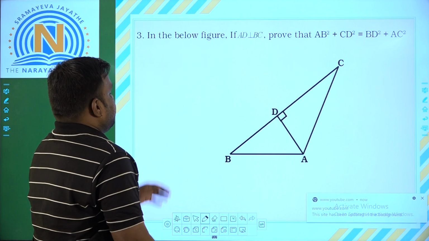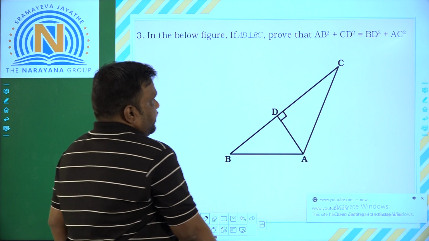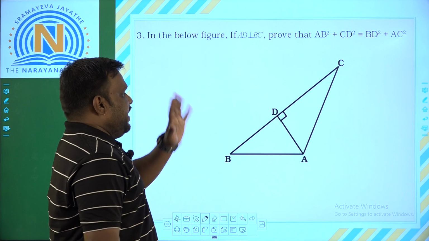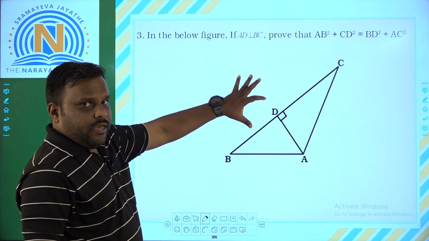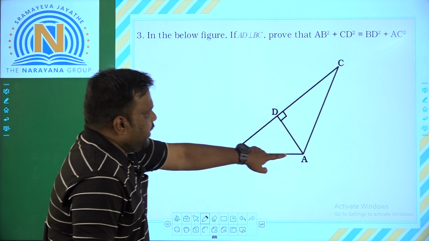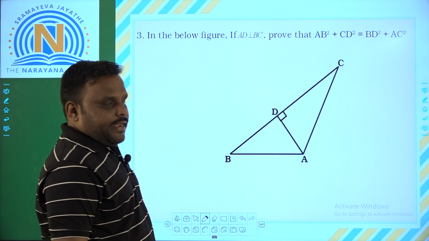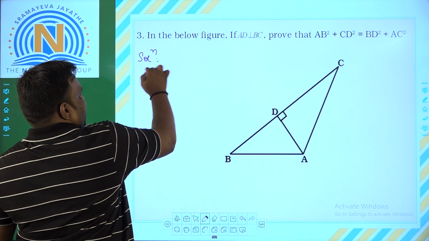Next, coming to the third question. In the below figure, if AD is perpendicular to BC, then prove that AB square plus CD square is equal to BD square plus AC square. So if you observe this figure correctly, inside this figure we have two right angle triangles. ADB is one right angle triangle, ADC is the second right angle triangle. Now, we will use the help of these two right angle triangles.